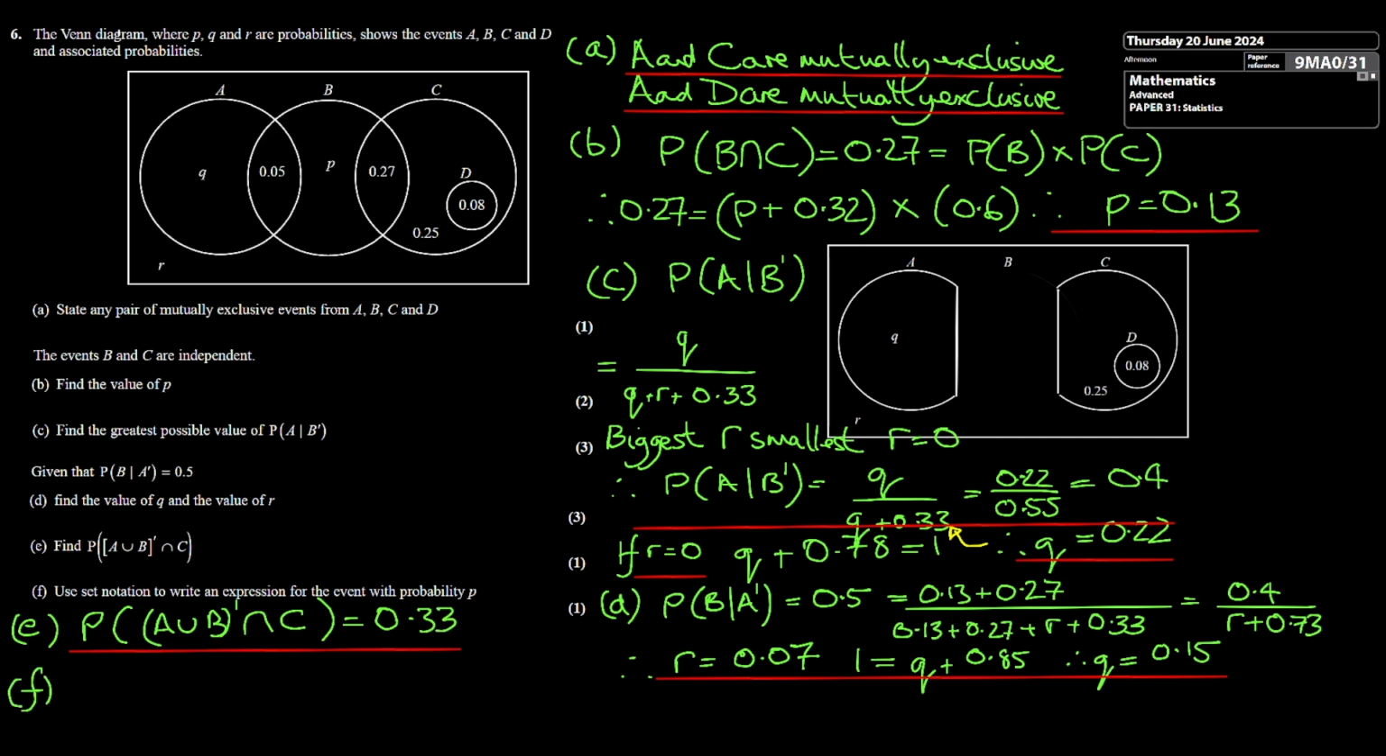And lastly, in part F, we've got to use set notation to write an expression for the event with probability P. That's this area here. Clearly we want B, but we don't want anything to do with A. So we'll do this with intersection of not A, which is known as A prime, and we can do the same with C, so this is and not C. And there's the answer in set notation. And that ends this question and the paper.